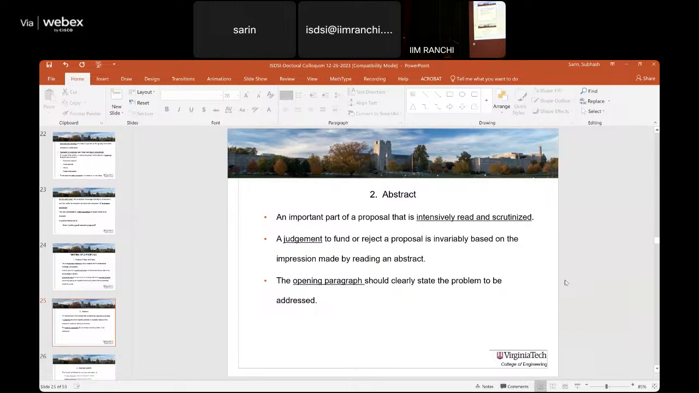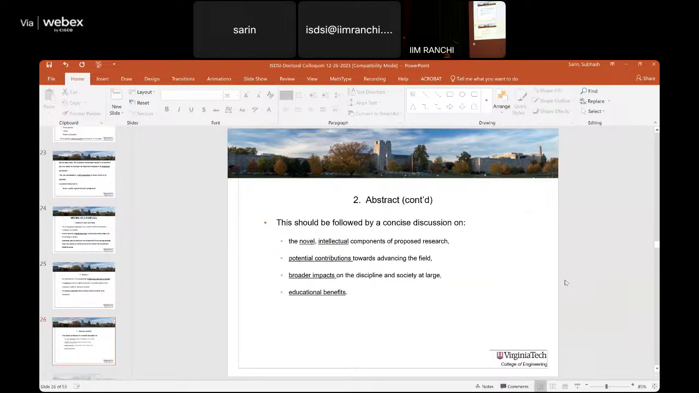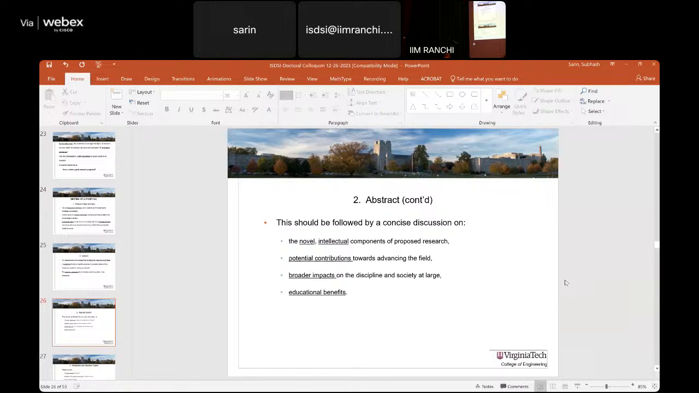So the opening paragraph should clearly state the problem to be addressed and get the reader interested in reading further. It should be followed by a concise discussion on the novelty of the proposal, the intellectual component, the idea that you're proposing, potential contributions that will come out of the research to advance the field, and broader impacts.